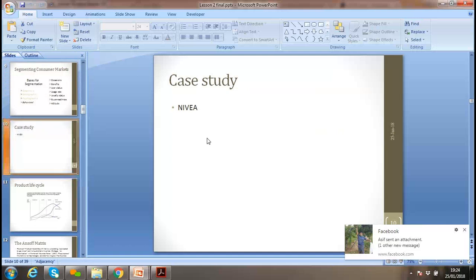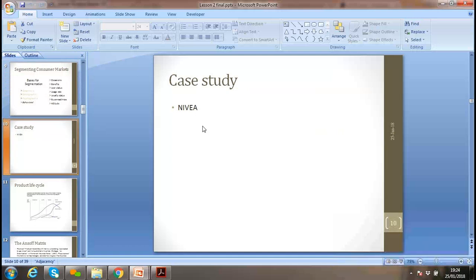I'm going to send you the case study. It's good to read: how Nivea segmented its market and on what basis, the Nivea creams and various other beauty products. They segmented it accordingly, so it's good to read.